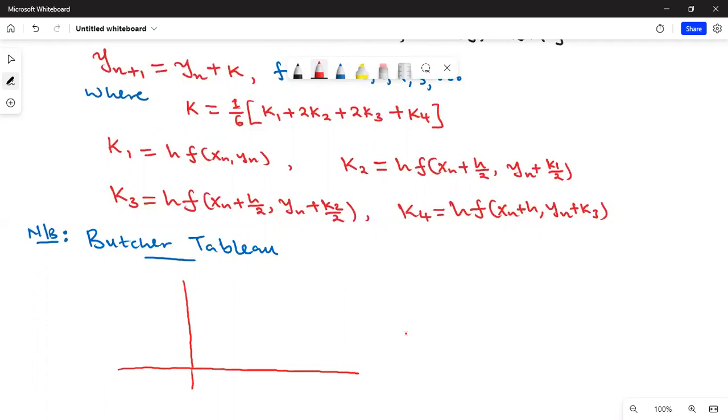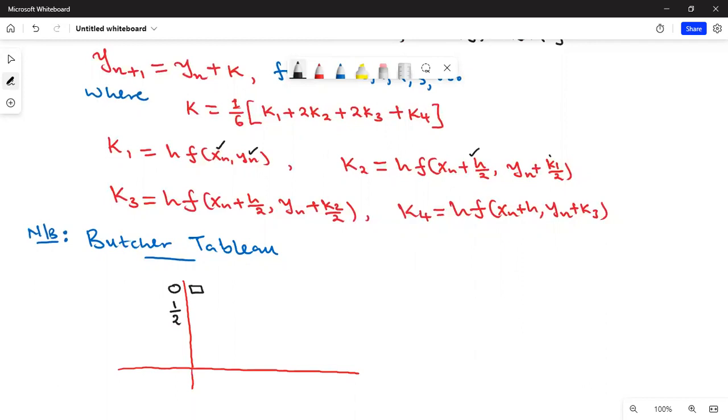So when you look at K1, K2, all the way up to K4, look at here. For K1, xn, we are adding nothing. So I'm going to write here 0. What about yn? We are adding nothing. There's a blank space there. So simply the coefficient of what we are adding is 0 and the other one is the blank space. Now look at K2. After xn, we are adding 1/2 h. So the coefficient is 1/2. You write here 1/2.